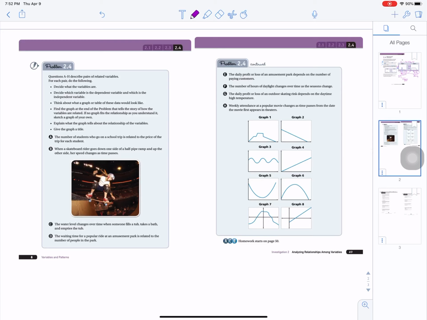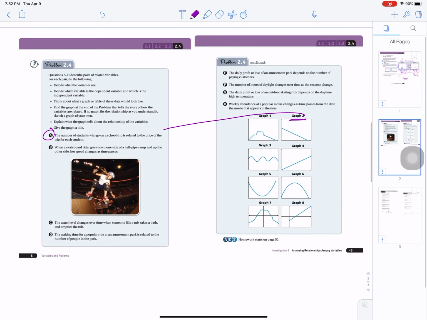For your question, you have to do the same kind of thing. We'll just do the first one. The number of students who go on a school trip, I'm here, is related to the price of the trip for each student. Okay, so if the trip was super cheap, I bet a lot of students would go on the trip. But if it got really expensive, maybe not a lot of people would go. So, does anyone see a graph that would work? I'm thinking graph 2 might be a good match for that. So I might put that there.